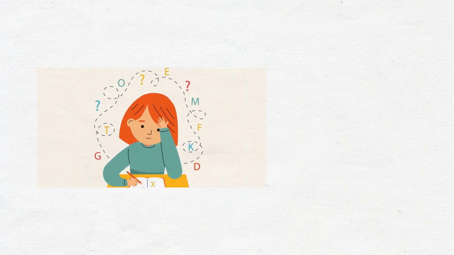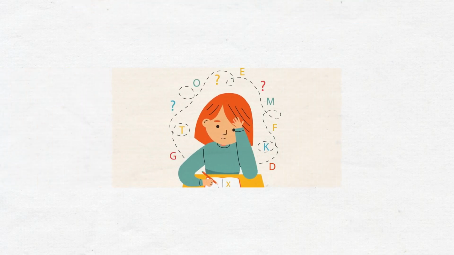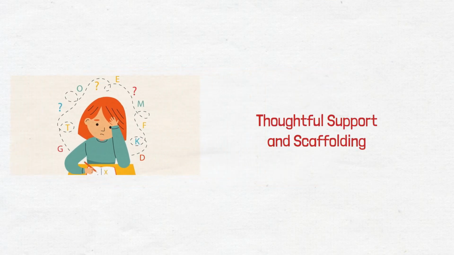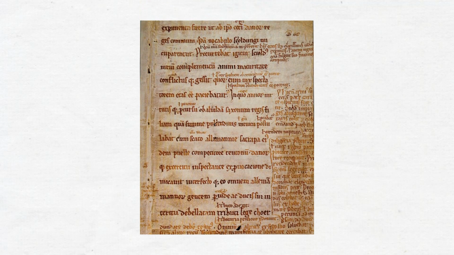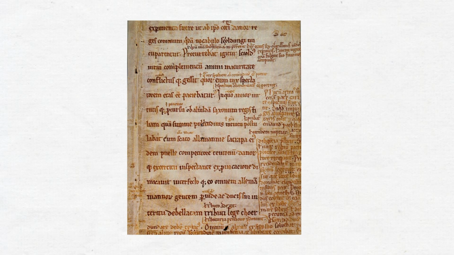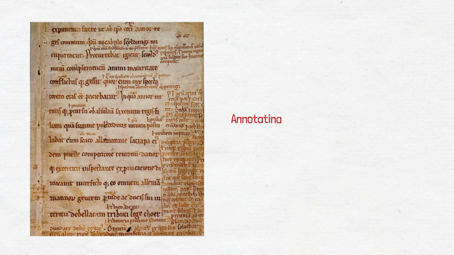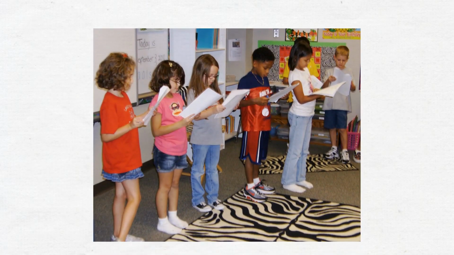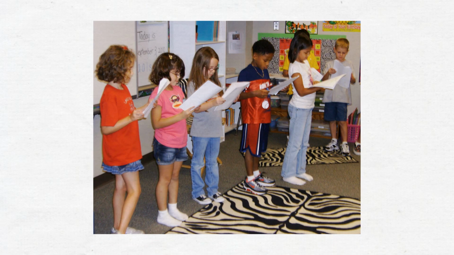Engaging struggling readers and English language learners, ELLs, in literary analysis requires thoughtful support and scaffolding. Tools like glosses, which provide brief explanations of unfamiliar words or concepts, can make challenging texts more accessible. For example, annotating a complex story with glosses helps students focus on comprehension without becoming overwhelmed by difficult language. Similarly, activities like readers' theater, where students read a story aloud together, enhance fluency and provide a dynamic, interactive way to engage with the material.